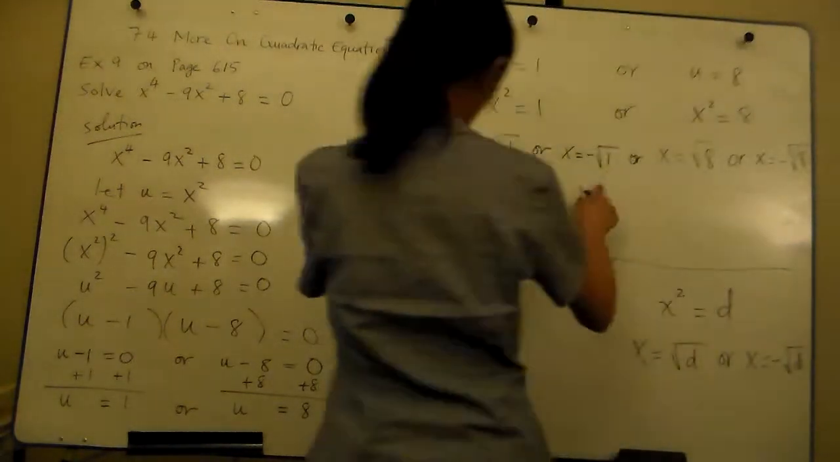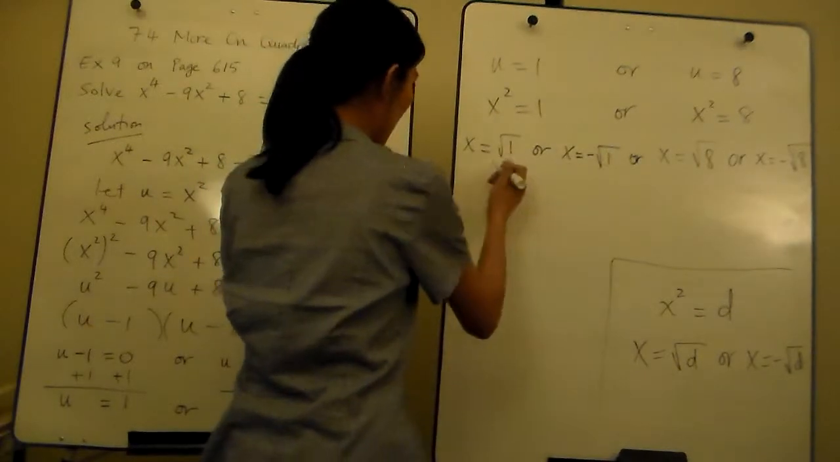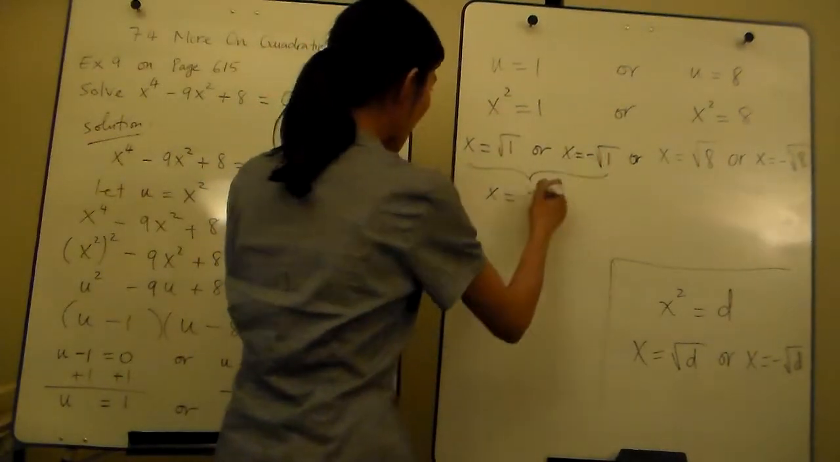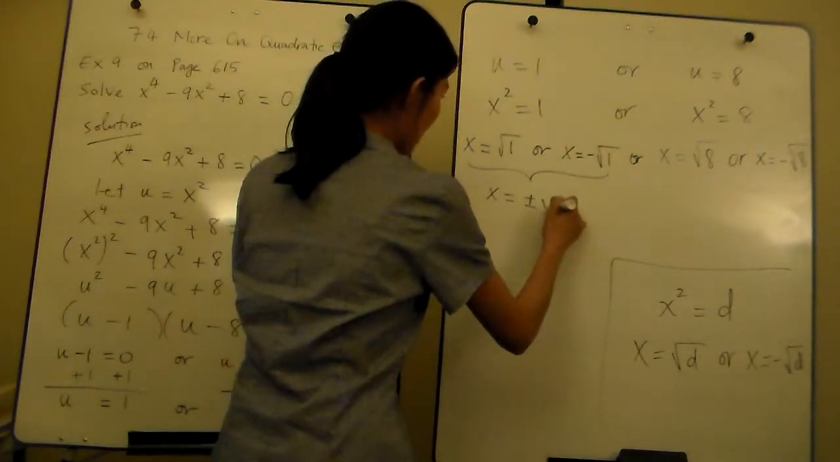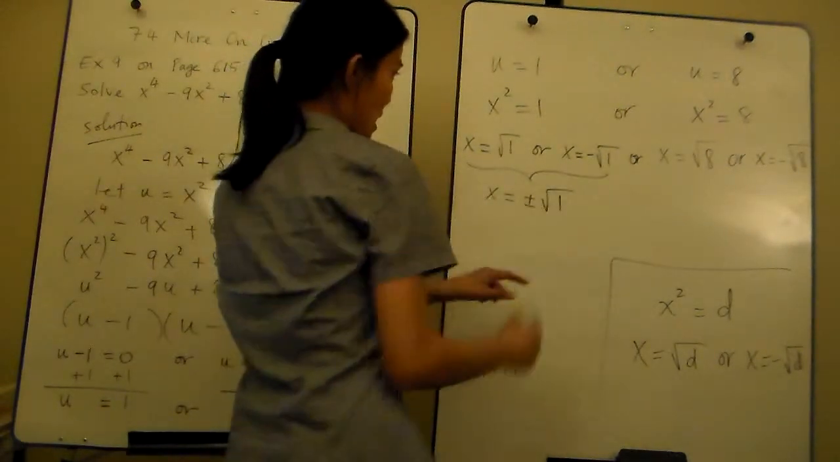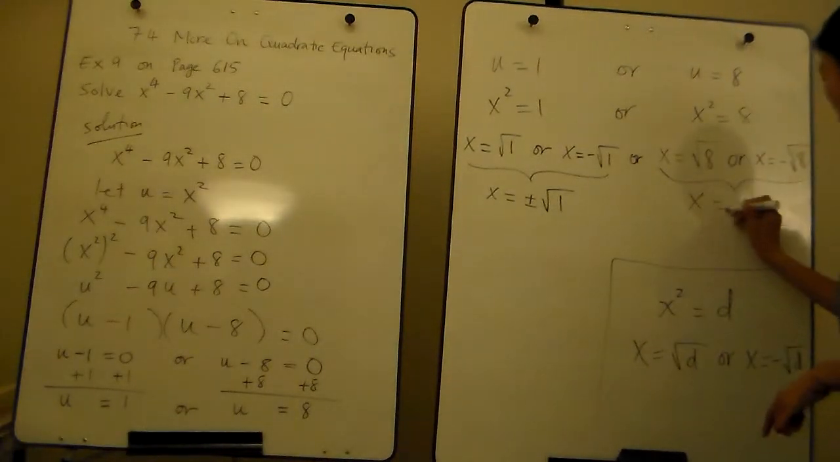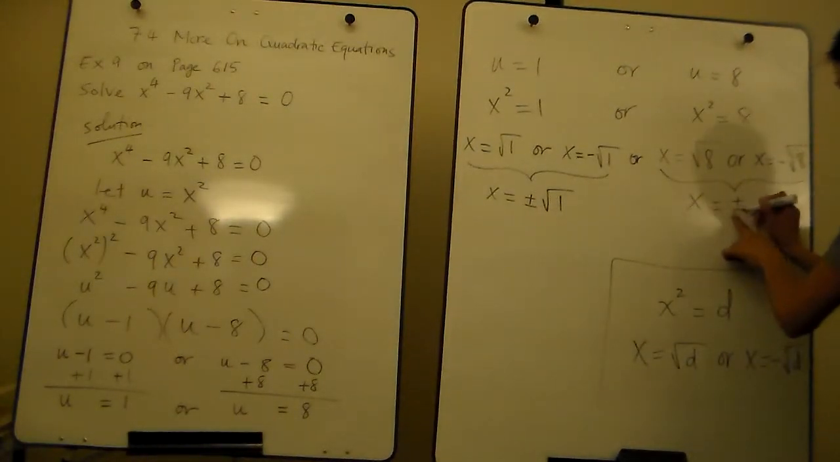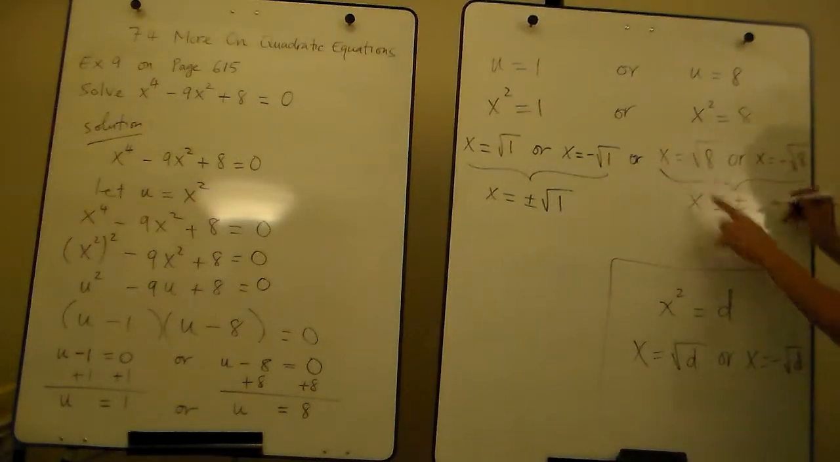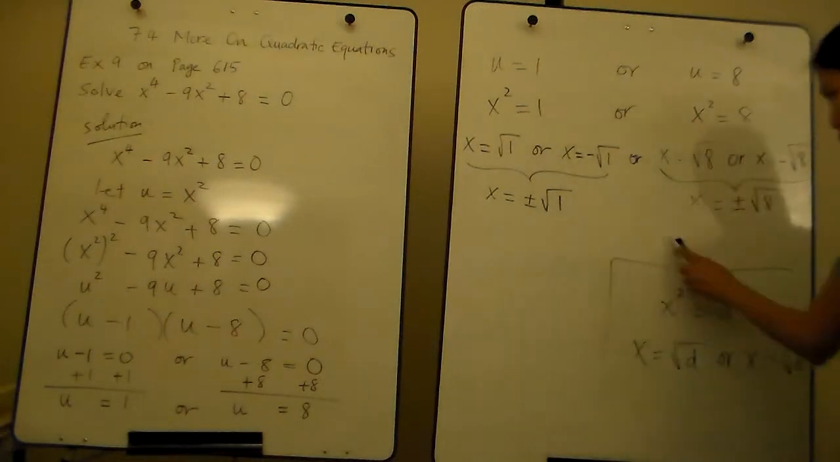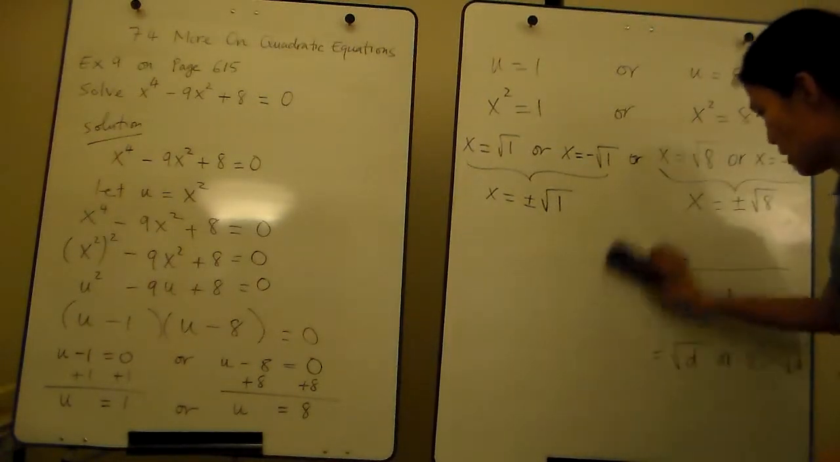Now for the first one, you can rewrite it as x equals positive or negative square root of 1. And for the second, you can do the same thing. You can rewrite this using plus and negative signs and square root of 8. You still have 4 possible solutions, but writing it this way looks cleaner and neater.